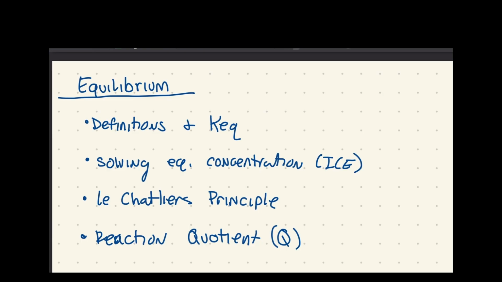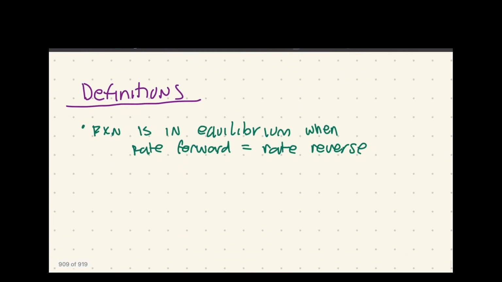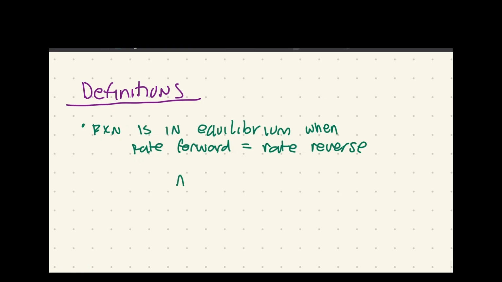So let's start defining what it means to be in equilibrium. A reaction is in equilibrium when the rate of the forward reaction is equal to the rate of the reverse. If we're looking at a reaction, A is in equilibrium with B, the rate of the reaction going this way is going to be equal to the rate of the reaction going that way.